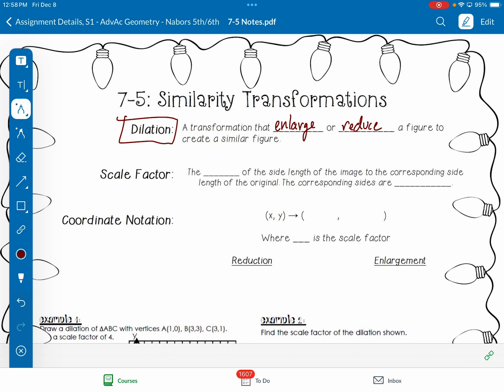All right, so that's one of the important things to know. Dilations either can make a figure bigger or smaller. We've talked about scale factor already. Scale factor is also very important in dilations because that tells you how big or small the shape is going to get. And it's just the ratio of the side length of the image to the corresponding side length of the original.